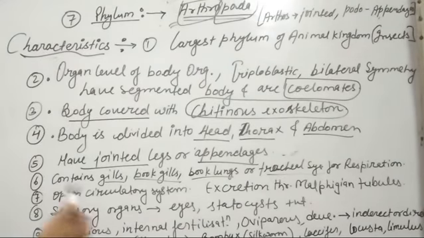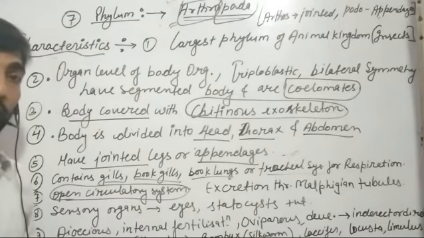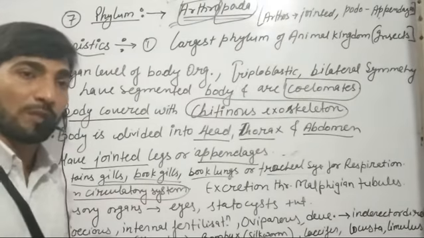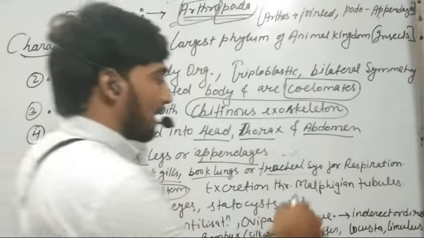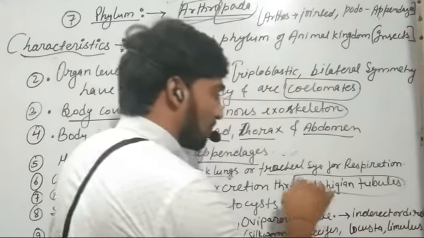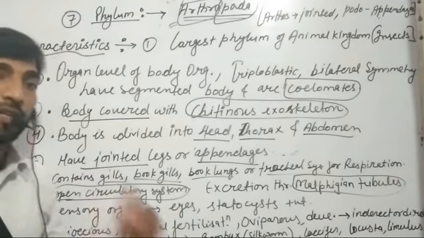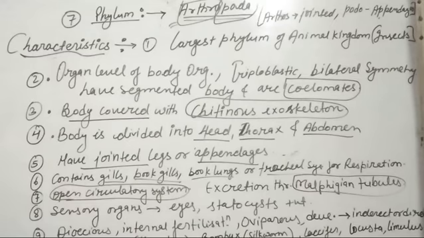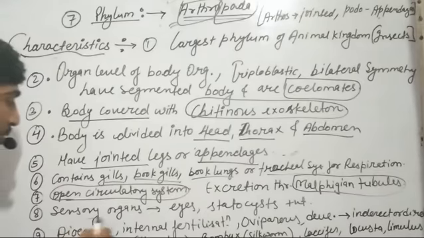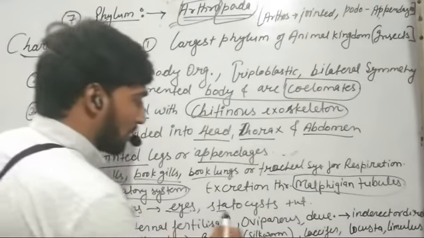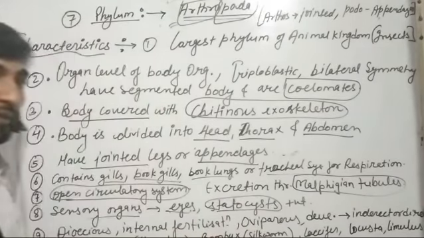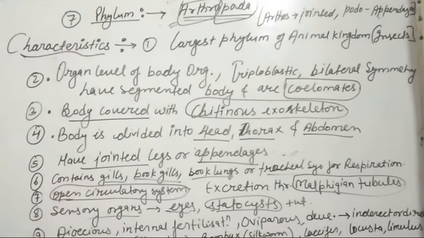Further, these organisms that belong to phylum Arthropoda have an open circulatory system. And for the excretion process, they have specific tubules known as Malpighian tubules. These Malpighian tubules help in the removal of waste material out of the body of arthropods. And these organisms also have sensory organs in the form of eyes or statocysts, which help in sensing environmental changes.